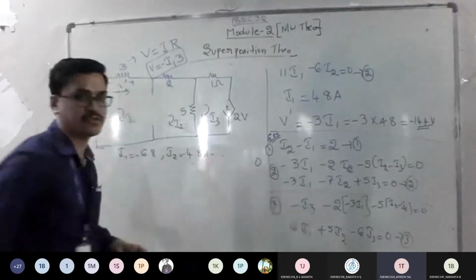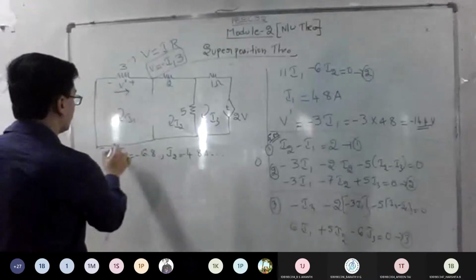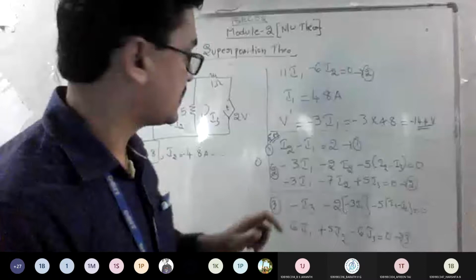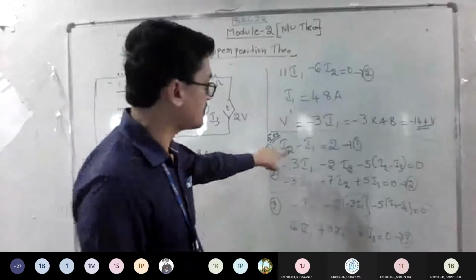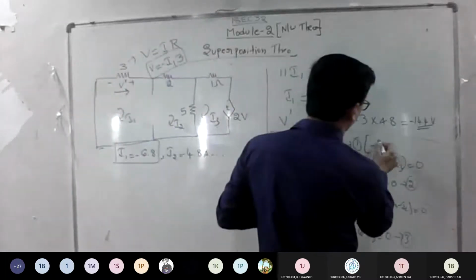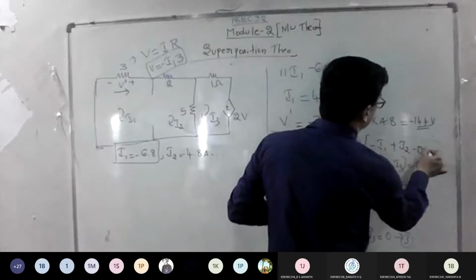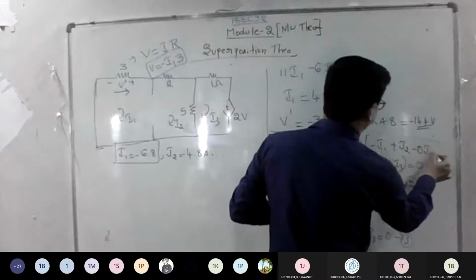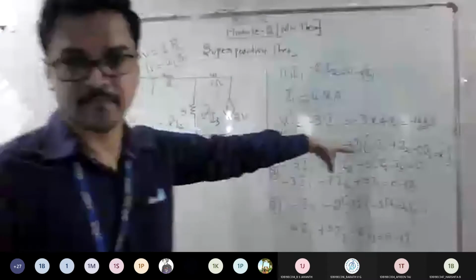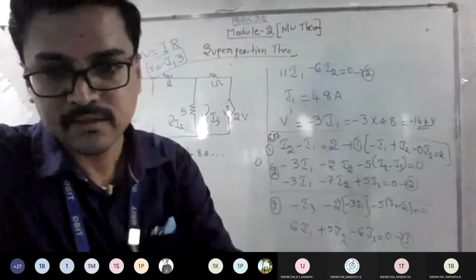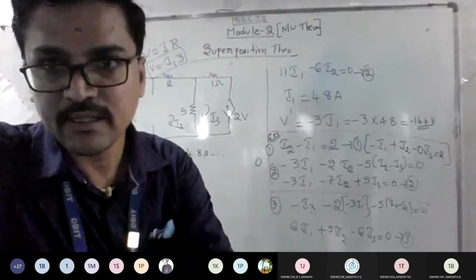I'm least bothered about the I2 and I3 answers. I want only I1. Did everyone get minus 6.8? Is it the same equation? I told you to rearrange the first equation as minus I1 plus I2 minus 0 I3 equals 2. So that should be your first equation. Everyone got the same answer your friend told, minus 6.8?